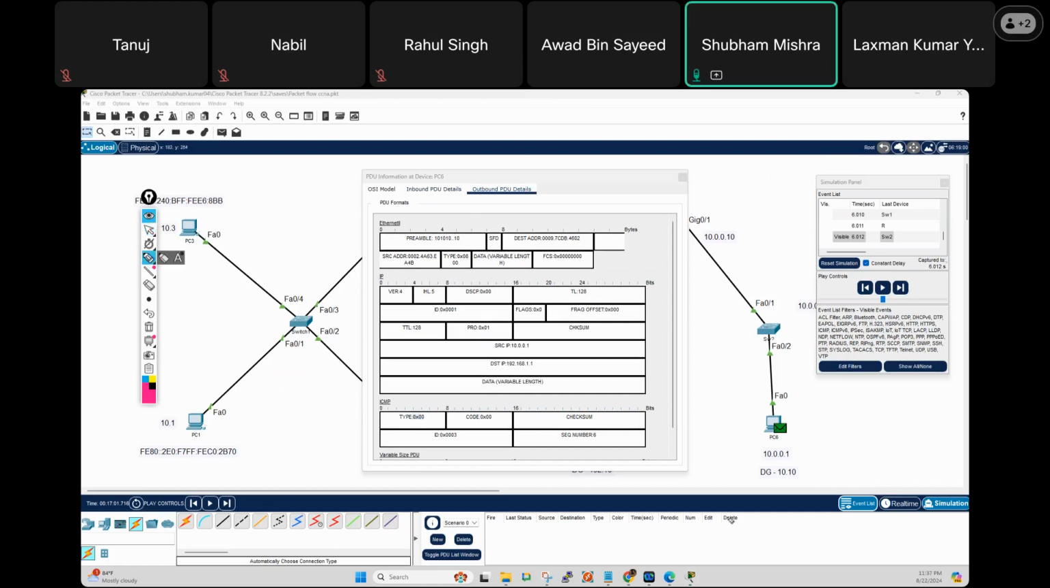PC number 6 is changing. What is the source MAC address? This is the PC number 6 MAC address. And destination MAC address is the default gateway MAC address, it means the 10.10 MAC address. Are you clear, everyone? Source IP is 10.1 and destination is 192.168.1.1. Anyone who does not understand? And the rest are the same.